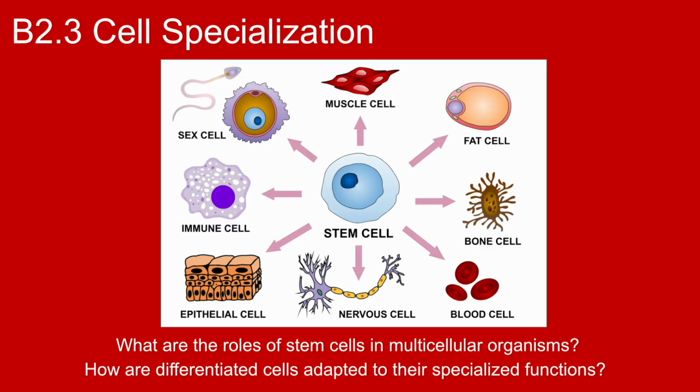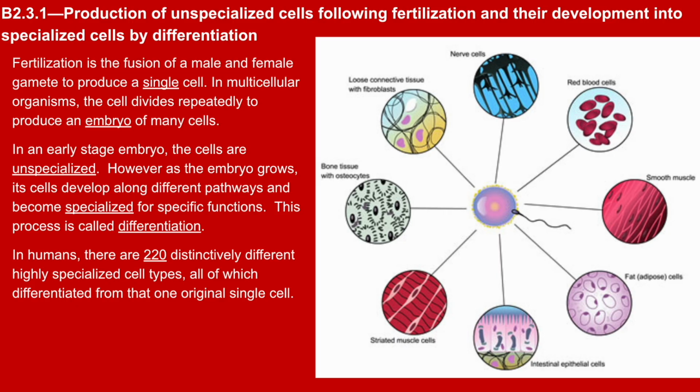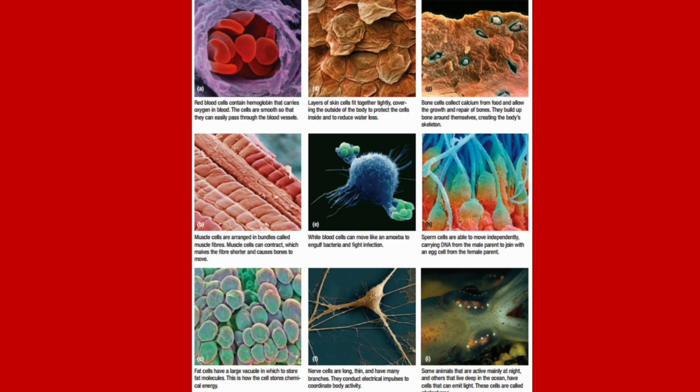All right, folks, last one. SL students, welcome back. Cell specialization. We all started as a single fertilized egg, and yet humans have 220 distinctively different cell types. So how is it that one cell becomes 220 different cells that are specialized for a particular job? These are just some examples of different jobs. You can see how different these different cells are.